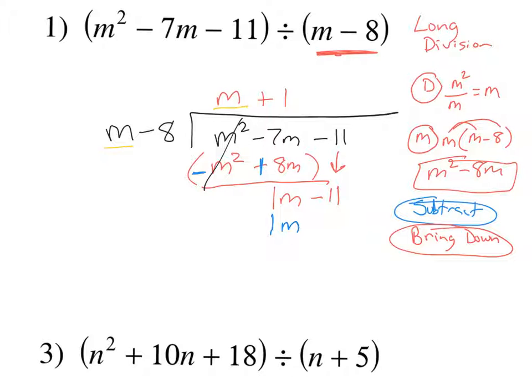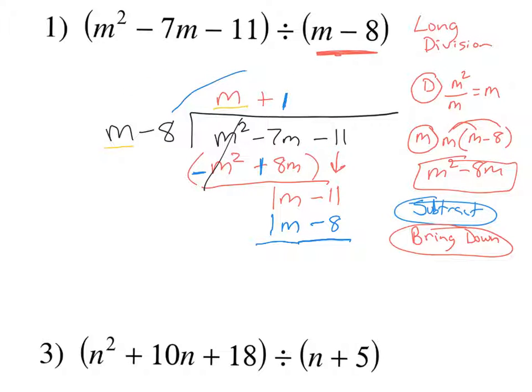And then what did we do with this number up here? What did we do with this 1 right there? Good. Now we distribute whatever number is up here. So 1 times m gave us this 1m. 1 times negative 8 is going to give us this negative 8 right there. So we went ahead and multiplied.